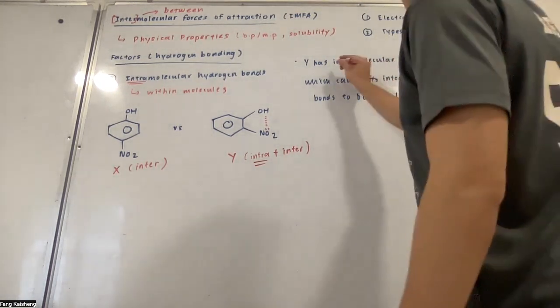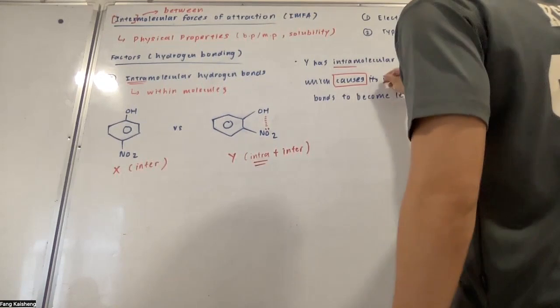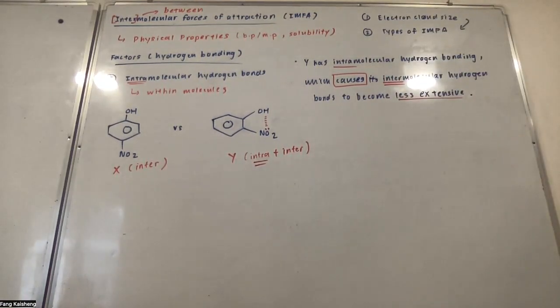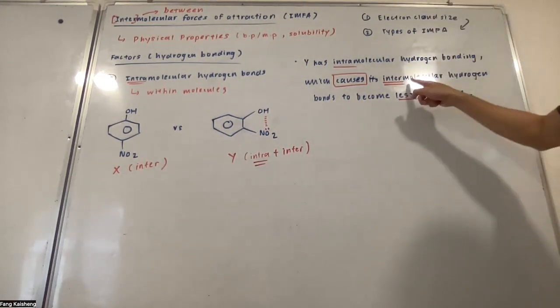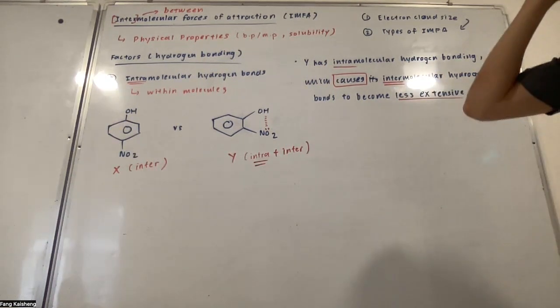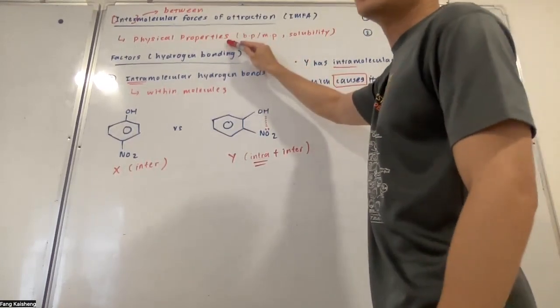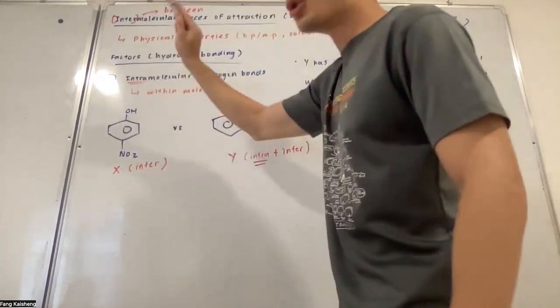A few things to highlight. It has intramolecular hydrogen bonds, but it causes its intermolecular hydrogen bonds to be less extensive. A few things, guys. Number one, why am I coming back to intermolecular force? Because look at the theme of today's lesson. To explain the physical properties, I talk about intermolecular, not intramolecular.